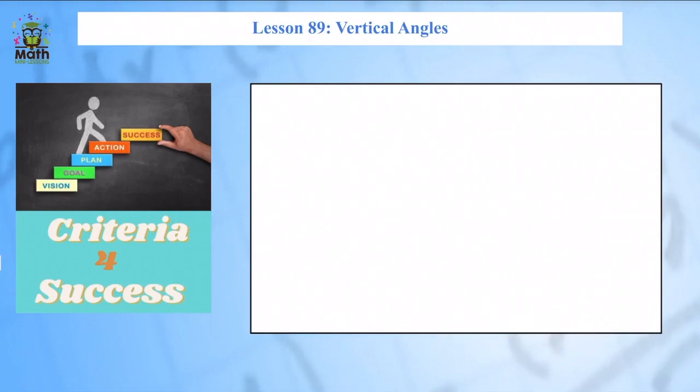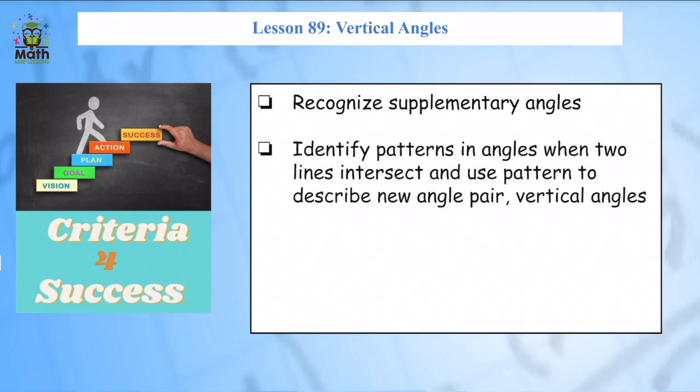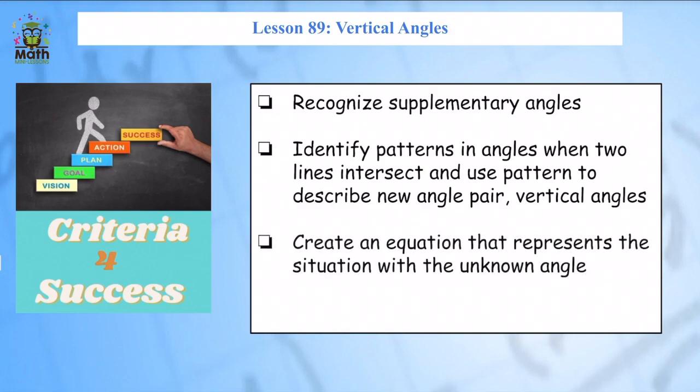Welcome to lesson 89, vertical angles. In this lesson, I'm going to use our knowledge of supplementary angle pairs, and we're going to be able to identify those supplementary angles when two lines intersect and use patterns to describe a new angle pair, vertical angles. We're going to create equations that represent the situation, and our EE skills will be used to solve for the unknown angles.